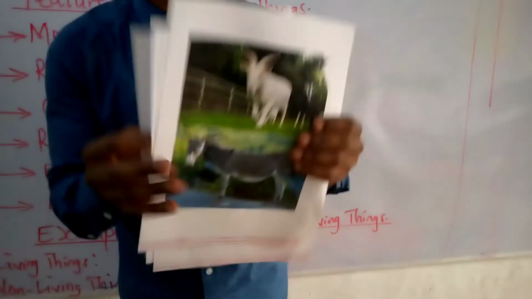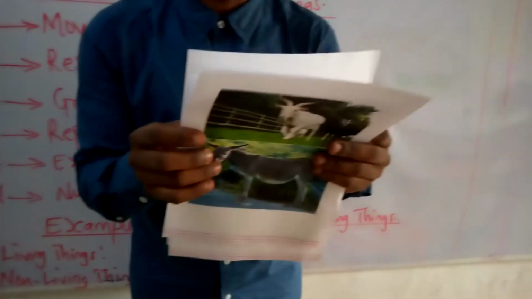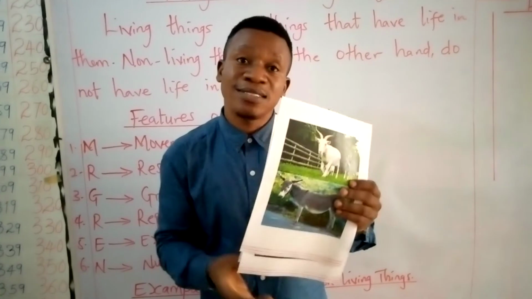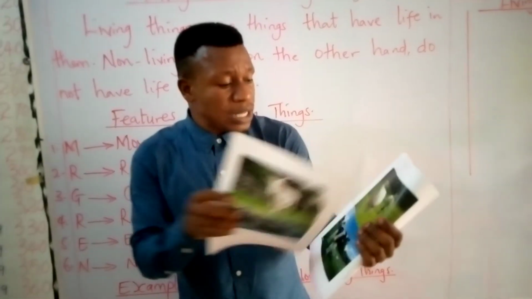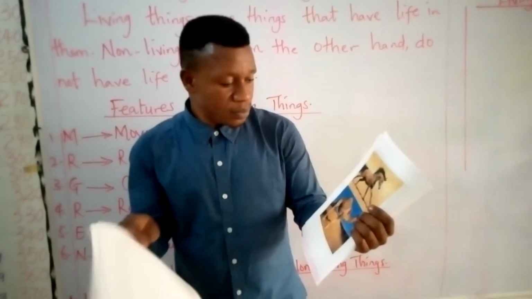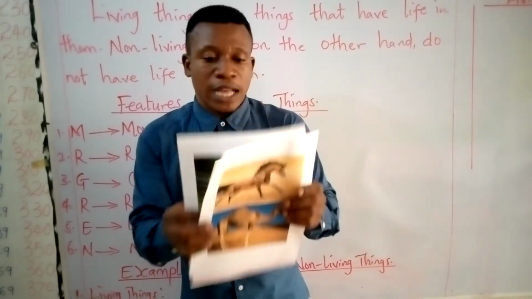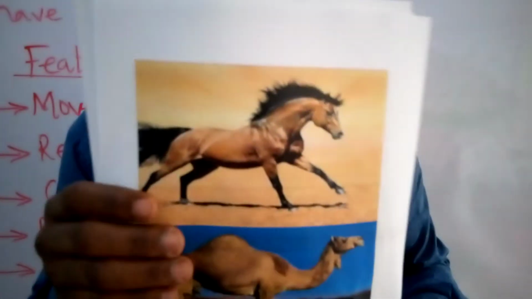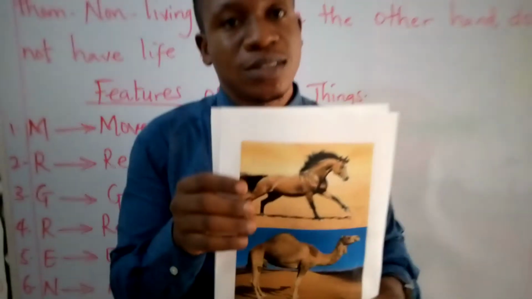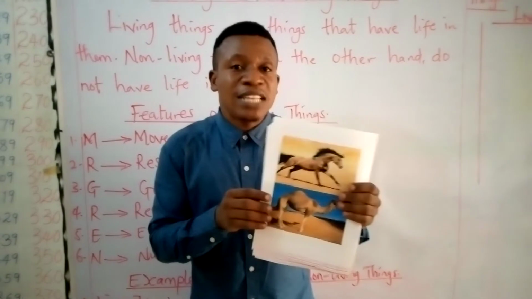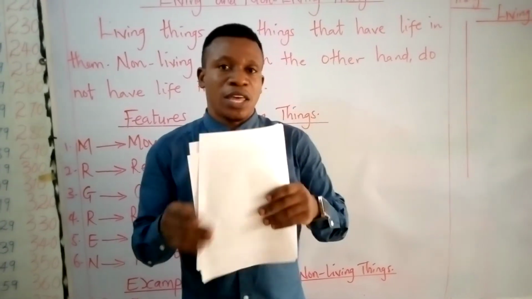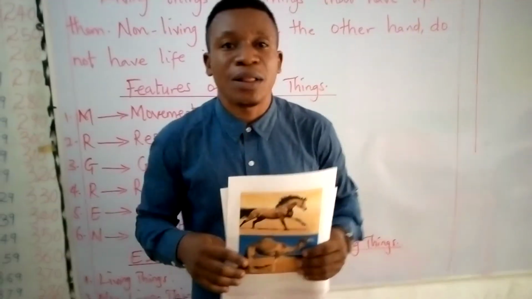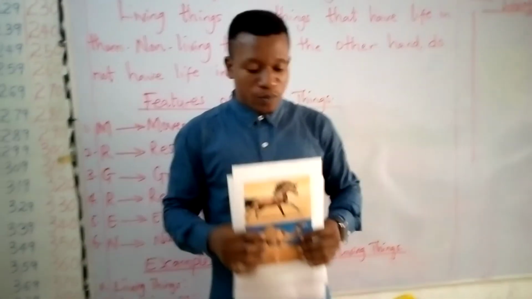Animals can see because they have eyes. Animals like, for example, the horse. You can see the horse galloping. So the horse gallops. These animals are living things because they can move, they can feed, they can see, they can smell, and what have you.